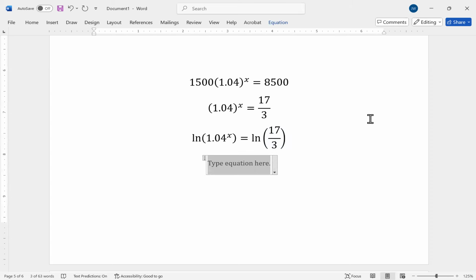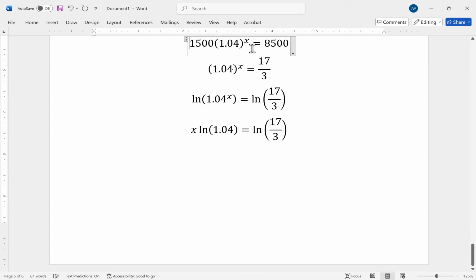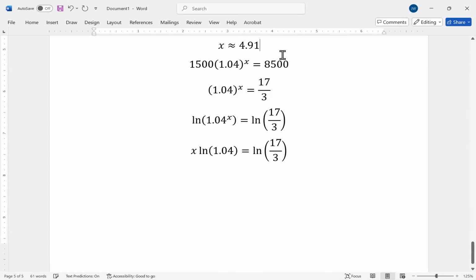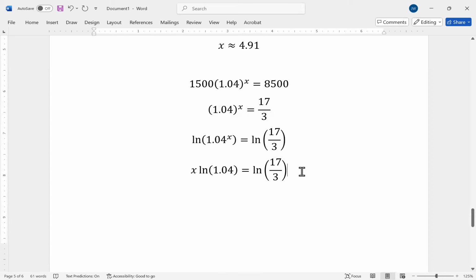Bring that x in front for the power rule of logarithms. I get x times the natural log of 1.04 is equal to the natural log of 17 over 3. Divide by the natural log of 1.04, and we would get x is equal to natural log of 17 over 3 divided by natural log of 1.04.